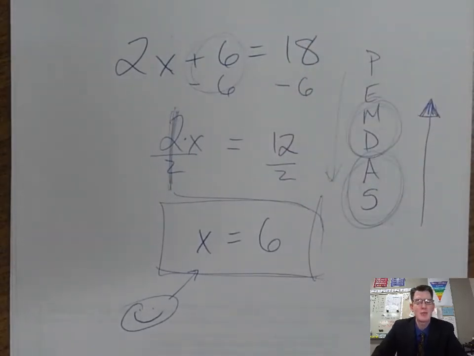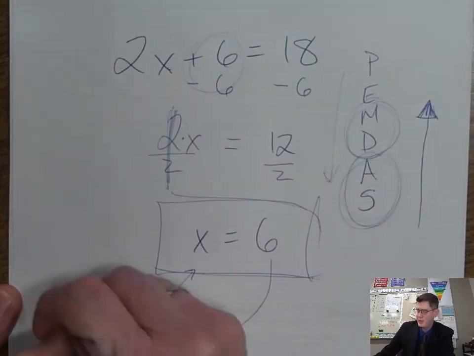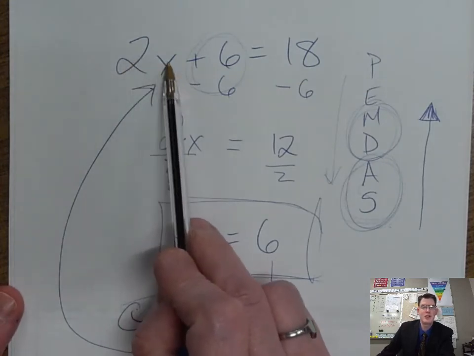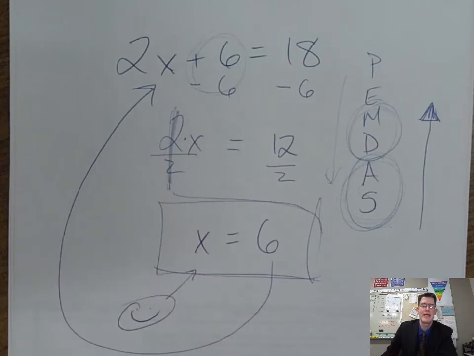Two steps showing your work. And if you want to make sure you did it right, you can come back around and put this 6 in place of x. If I take 2 times 6, that's 12. Is 12 plus 6 equal to 18? Oh, yes, it is. Wonderful, well done, excellent. Solution is done. And that works with all types of two-step equations.